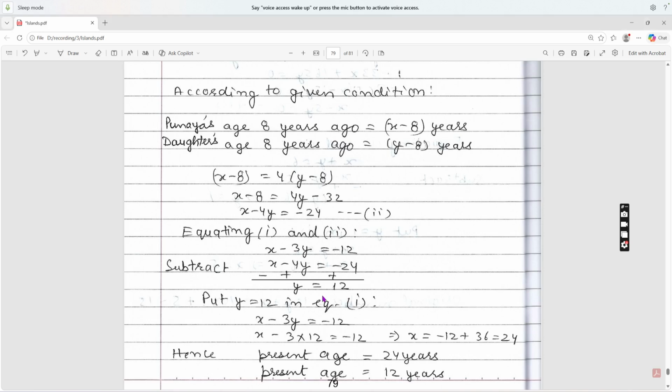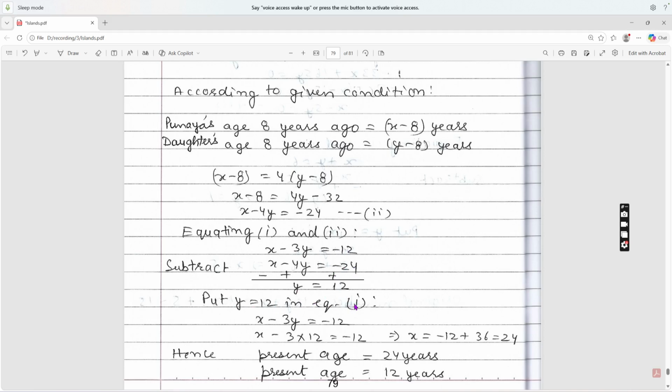By the elimination method, we have to do this. The first equation is x minus 3y is equal to minus 12. The second equation is x minus 4y is equal to minus 24. The coefficient of x in both equations is the same, plus 1, plus 1. So we are going to subtract, because when the signs are the same, we subtract. So plus becomes minus, minus becomes plus, and minus becomes plus. So x minus x is 0, minus 3y plus 4y will give us plus y, and minus 12 plus 24 will give us plus 12. So y is equal to 12.